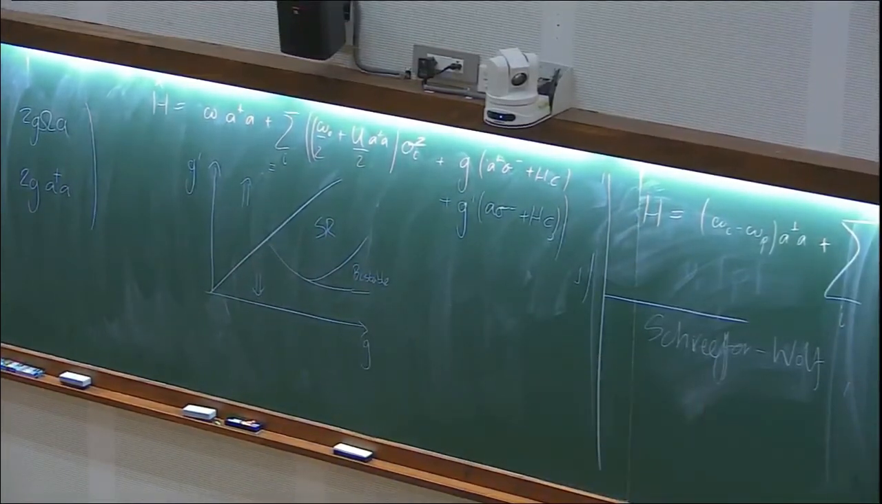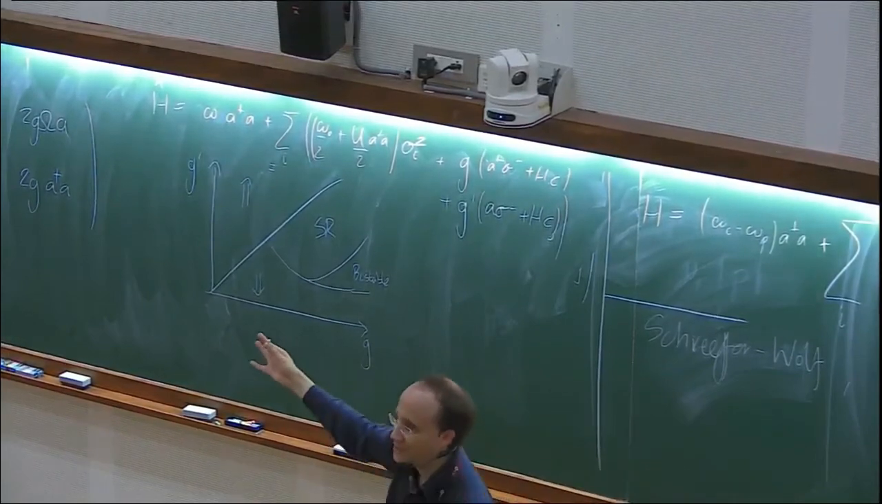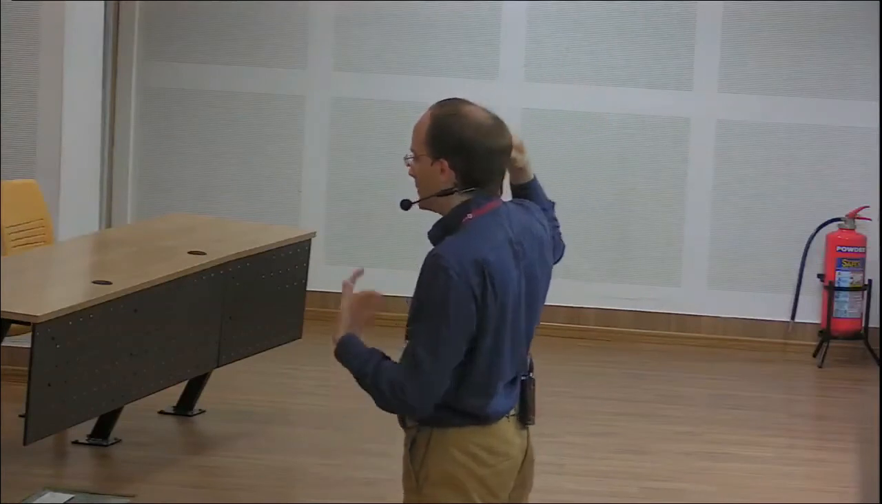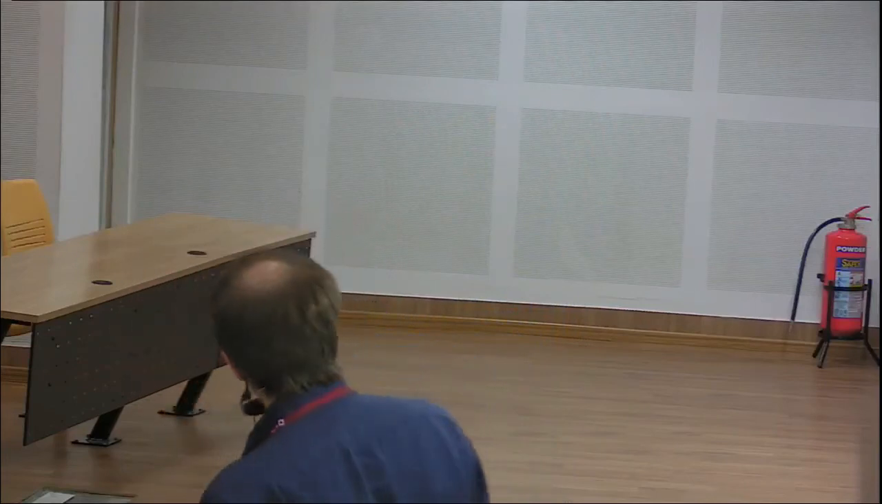The very last thing I want to say, and I have just 2 minutes to say it, is this is all talking about two levels of an atom, and these two levels I could think of as, say, different hyperfine spin states coupled via an excited state. And this is really what was proposed in the paper by Dimer et al. as a way of realizing the Dicke Hamiltonian.